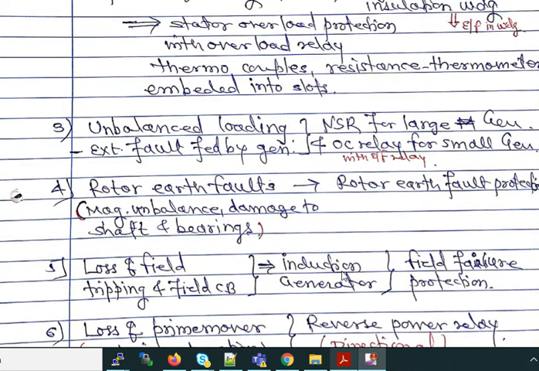Now the third abnormal condition is unbalanced loading. Because of unbalanced loading, the negative sequence component of the current results, and therefore it is necessary to use the negative sequence relay for a large generator and overcurrent relay along with earth fault relay for a small generator. Now the next abnormal condition is the rotor earth fault that results in magnetic unbalance, damage to the shaft and bearings, and therefore it should be protected by using the rotor earth fault protection system.